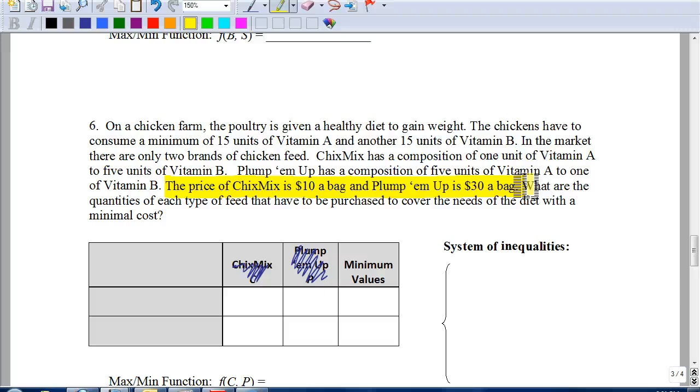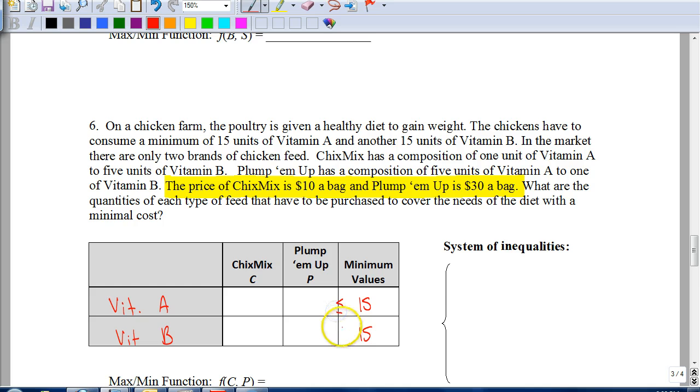So this gives me the hint, the fact that Chex Mix is going to be one of your variables and Plump 'em Up is going to be your other variable. So that's why we can set this up with our column headings being Chex Mix and Plump 'em Up. Now if we go back to the beginning, it says chickens have to consume a minimum of 15 units of vitamin A and another 15 units of vitamin B. So that tells me that my inequalities are going to be dealing with vitamin A and vitamin B.